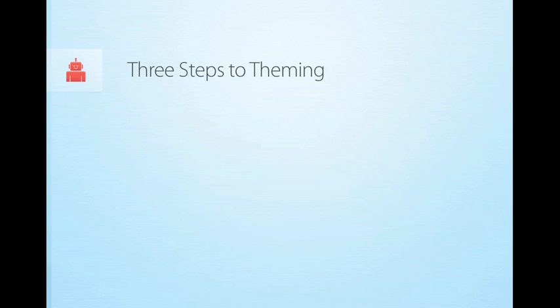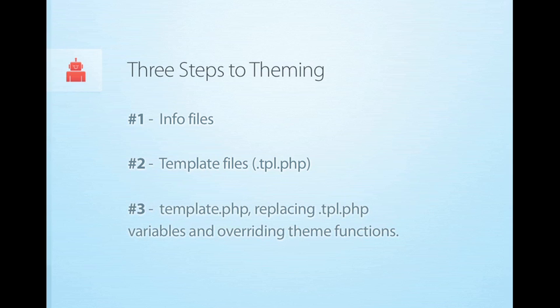There's 3 simple steps to creating a theme in Drupal, and we'll talk about each one of those in depth. The first step is to create an info file. Info files are metadata that tell Drupal what your theme does and what its name is. The second step are template files, or any file that ends in a .tpl.php extension. And the third step, template.php, is a PHP file optional for themes used to replace the variables inside of template files and override theme functions. We won't be talking about the third step in this basic theming series. However, in a coming advanced theming series, we'll go more in depth on step number 3.